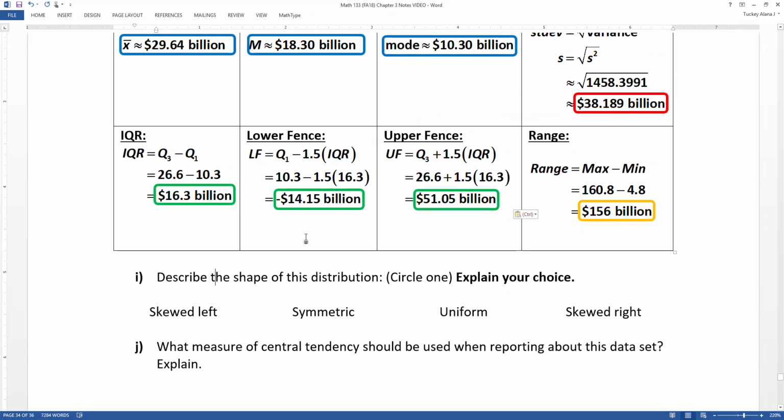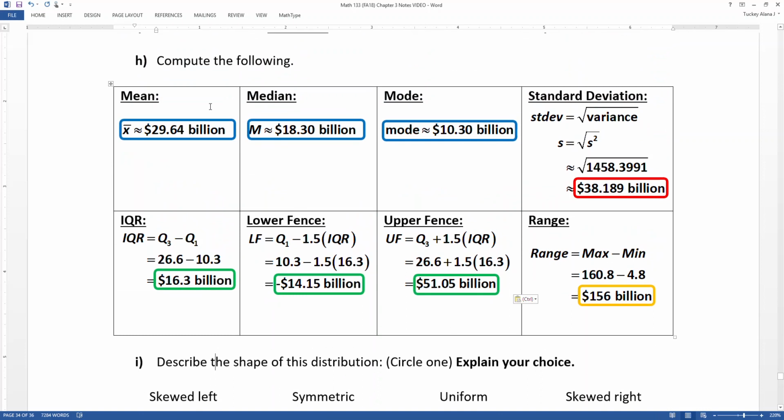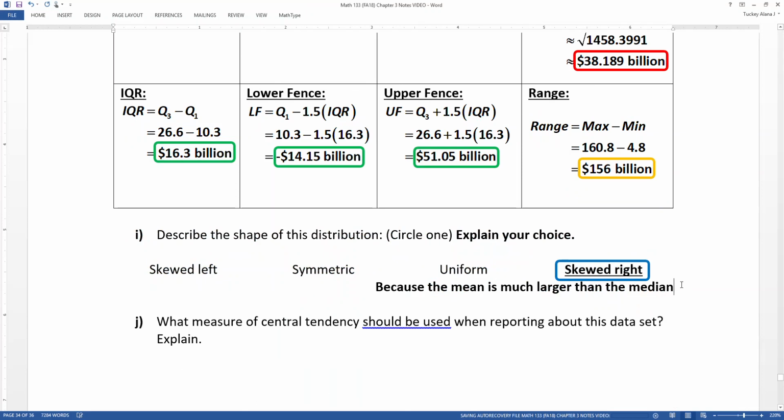Explain your choice. Well, there's a couple ways to figure it out, but the easiest one for us is the mean to median comparison that we saw in section 3.1, and then we also briefly saw it again in section 3.4. If your mean is significantly greater than your median, it's skewed right, which this totally is, right? That mean is much larger than that median. And that's what I'll type up for my reasoning. The mean is much larger than the median.